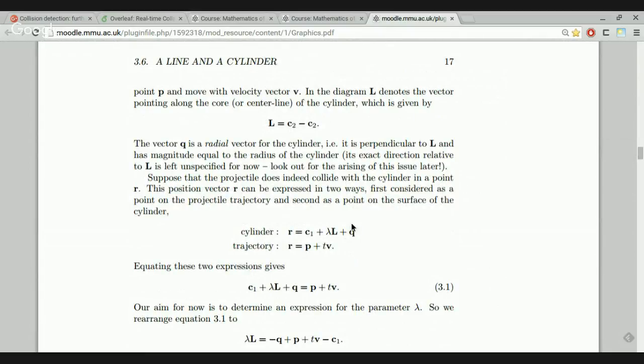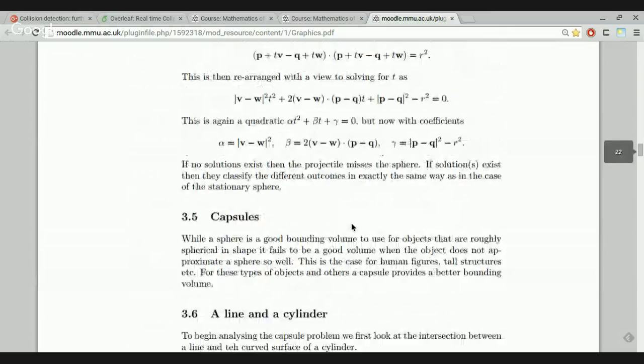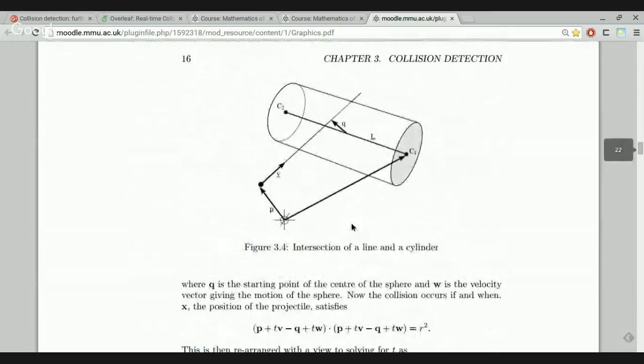What was L? Look back at our diagram of the cylinder. L was the core of the cylinder. And in the notes, it's written as C2 minus C2. That's obviously not much use. It's just 0. It's not useful for anything. L is supposed to be this vector joining the two ends of the cylinder.